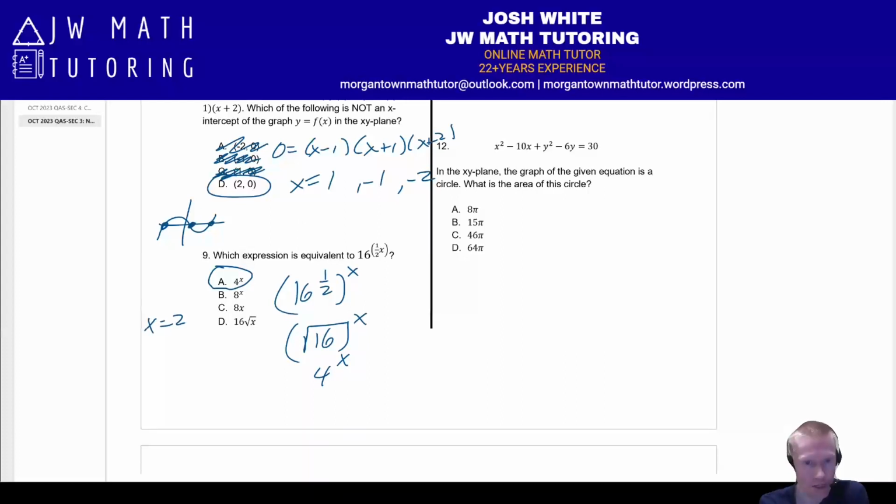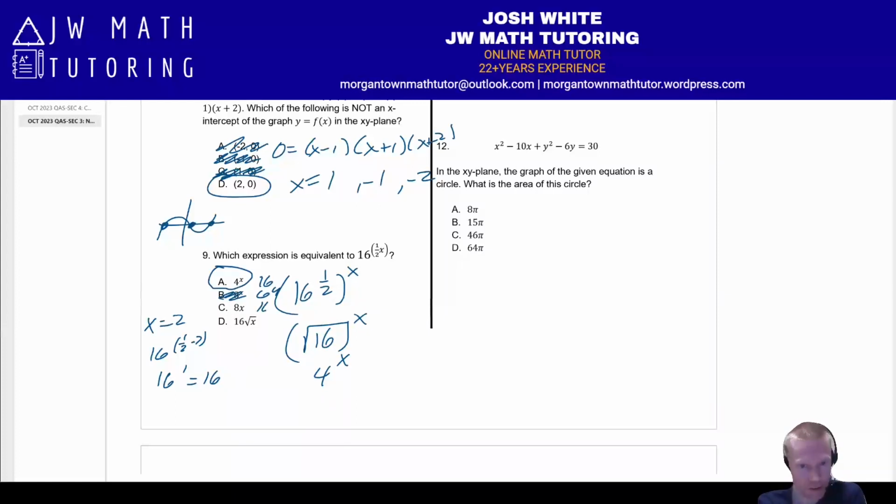If you plug that into the expression, you get 16 to the 1/2 times 2. Well, 1/2 times 2 is 1. 16 to the first is 16. Now, when you go through all these answer choices and you plug in 2 for x, which one of these gives you 16? So A is 4 squared, 16. It's correct. B is 8 squared, which is 64. Not correct.